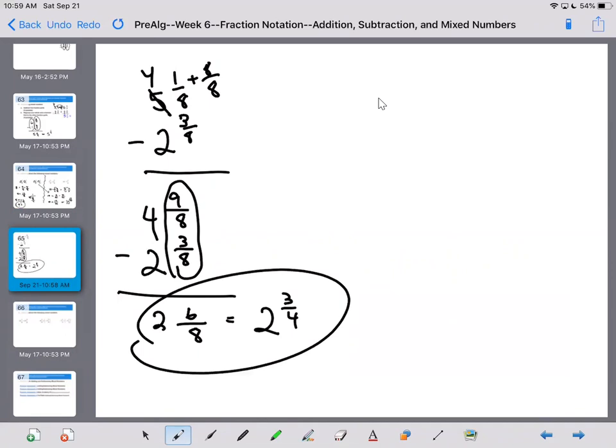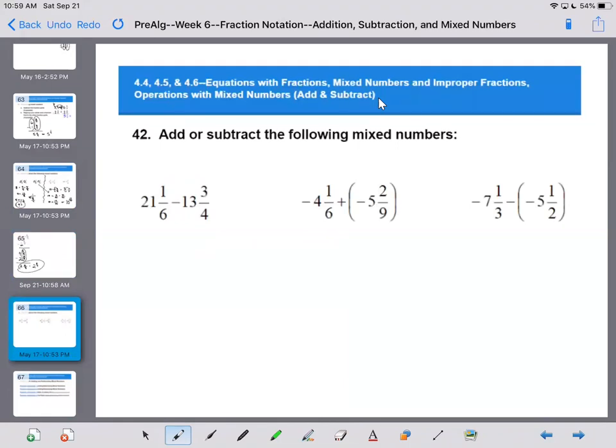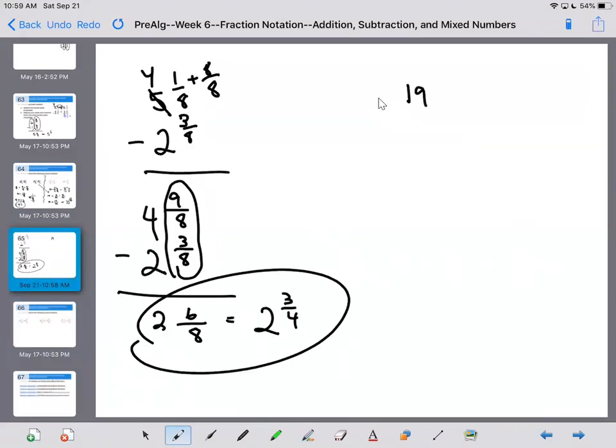And then let's look at 19 minus 5 and 3/4. Okay, so if you notice, I don't have anything to take away that 3/4 from. So I'm going to take one whole from the 19 and make it 18. And now I've created the 4/4. See, that was the whole that I took away. I just regrouped everything. So I don't have 19 wholes now. I have 18 wholes and 4/4.